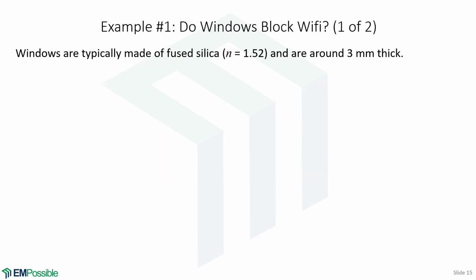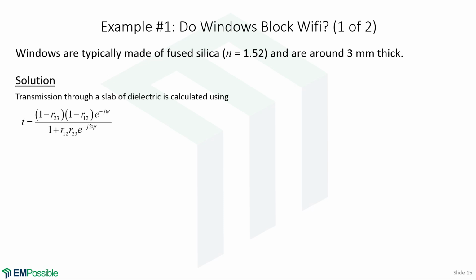So let's do an example. Does Wi-Fi get through a glass window? Well, let's find out. Your typical window is made of fused silica. That has a refractive index around 1.52, and I'm saying the window's about 3 millimeters thick. They vary, but that's an average thickness that I could find online. So let's go through the solution. First, what is the equation for transmission through this slab, the overall transmission? And we had derived this equation earlier.